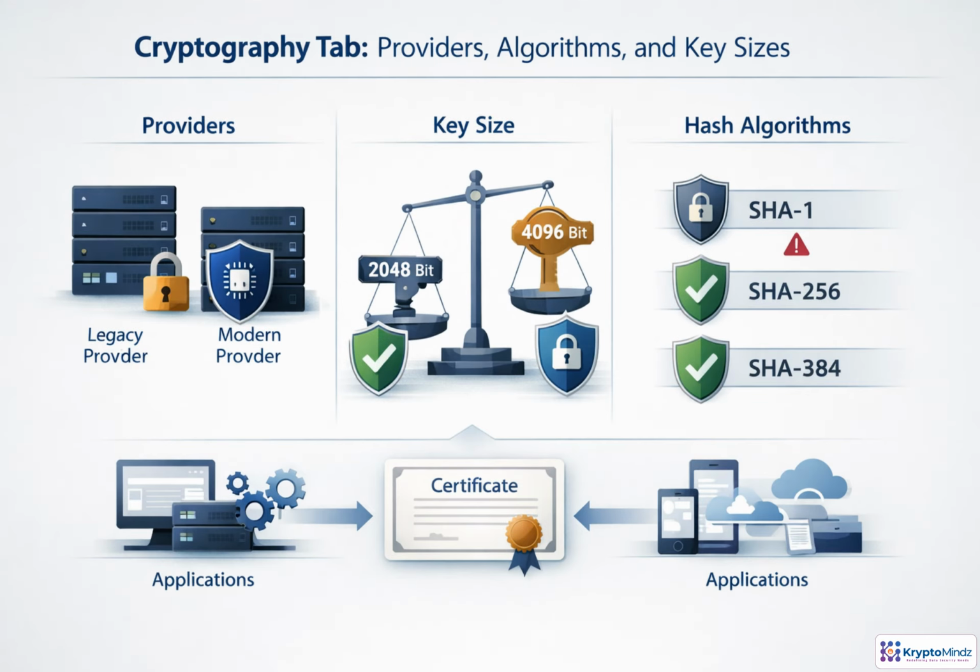The Cryptography tab determines how strong and modern your certificates really are. First, select a current cryptographic provider whenever possible. Legacy providers are reserved for older applications that can't handle newer APIs. Next, choose the key algorithm and size. For RSA, 2048-bit is a practical minimum. 4096-bit is stronger, but may affect performance and compatibility. Finally, pick a secure hash algorithm such as SHA-256 or SHA-384 and avoid SHA-1, which is considered broken by current standards.